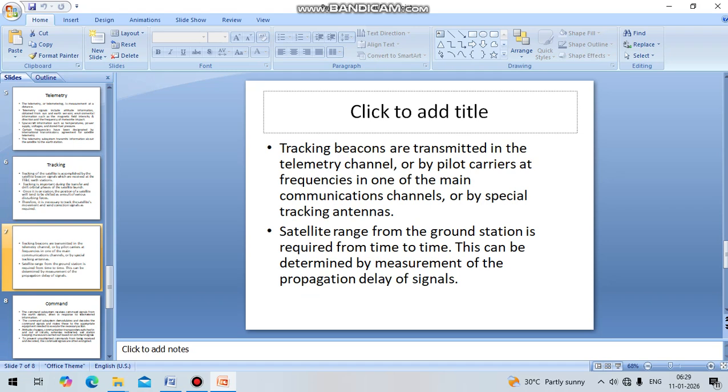The tracking beacons are transmitted in the telemetry channel or by pilot carriers at frequencies in one of the main communication channels. That is done by special tracking antennas. Satellite range from the ground station is measured from time to time. This can be determined by measurement of propagation delay of signals.